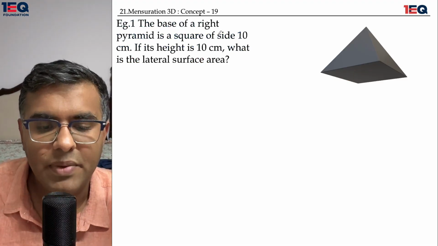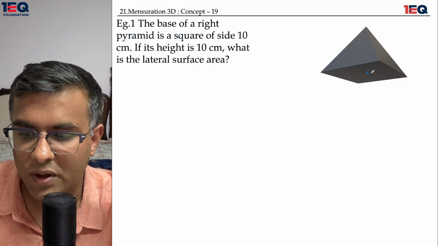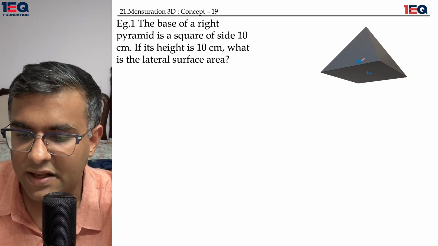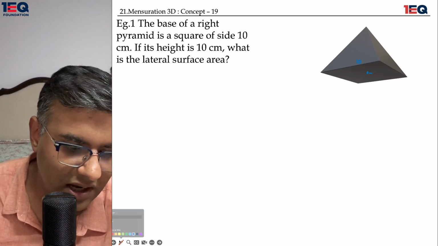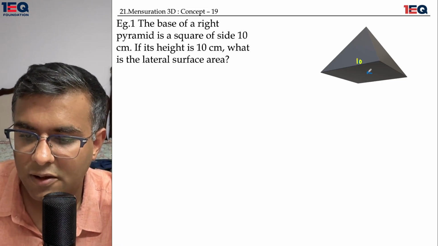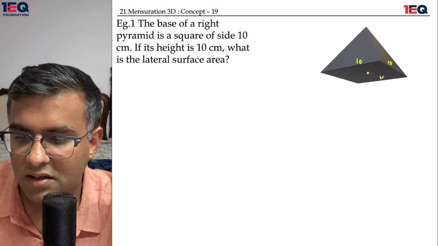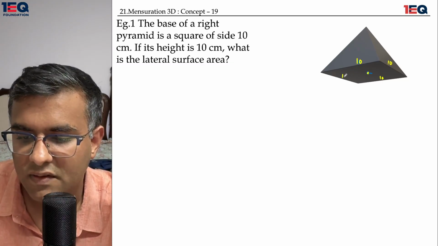So the base of a right pyramid is a square of side 10. So this is a square which I can see the side is 10. This is 10 here, and this is the center or the core of it. This is 10, this is another 10, and this is another 10.